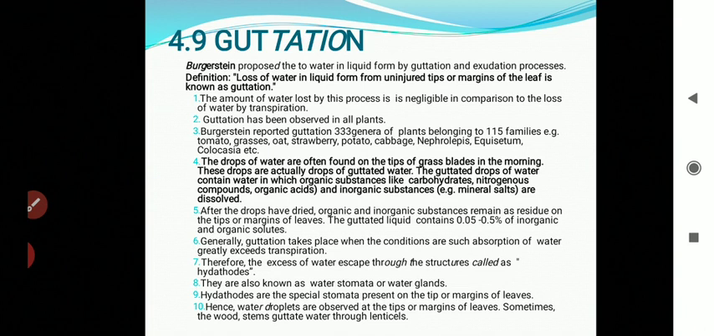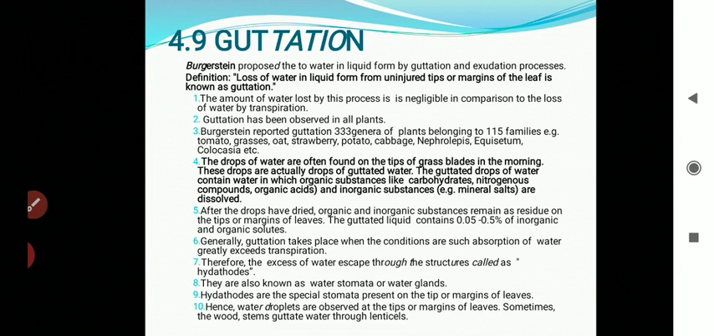So guttation is the loss of water in the form of liquid from the uninjured tips or margins of the leaf. The amount of water lost by this process is very negligible in comparison to loss of water by transpiration. Guttation has not been observed in all plants.